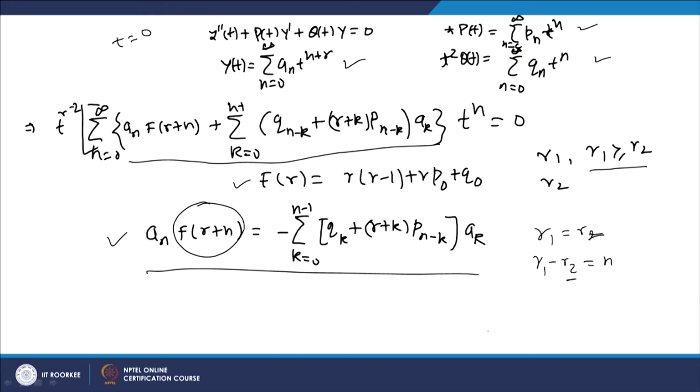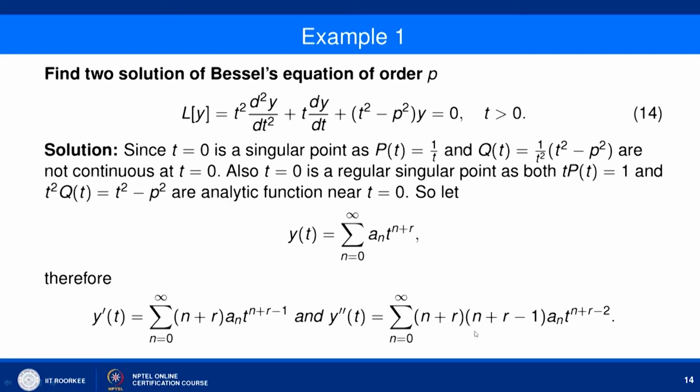So, the case when we can use this formula to obtain two Frobenius series solutions is when r 1 and r 2 are not equal and r 1 minus r 2 is also not equal to any kind of integer, and in this case we can find two Frobenius series solutions. Let us find an example where we can have this possible case. So, here we are considering this case.